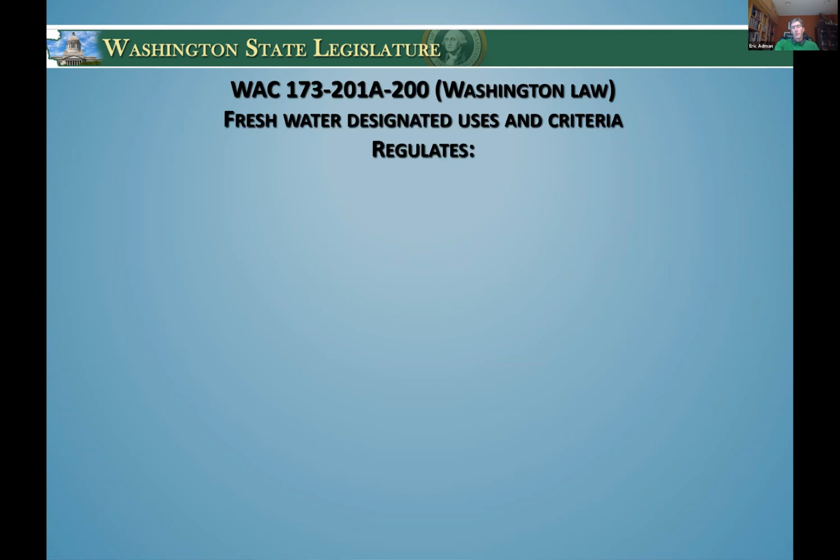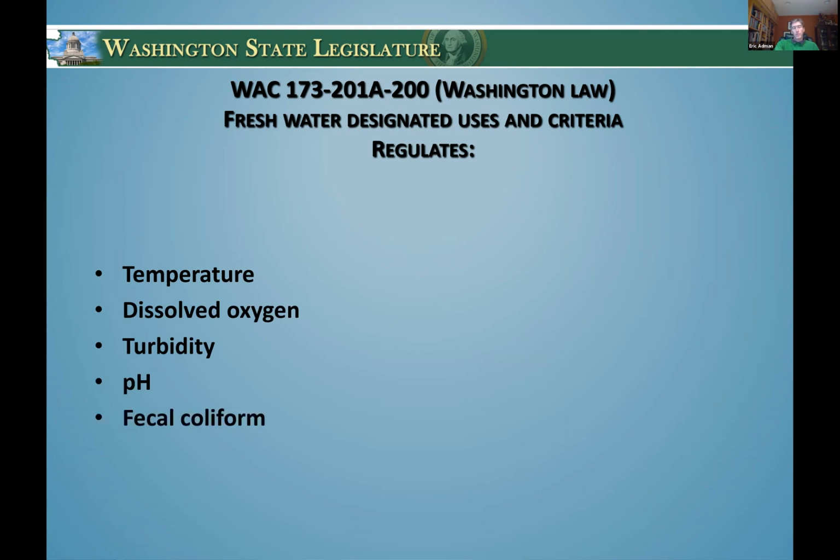At the state level, the Washington Administrative Code has a section on freshwater designated uses, and it regulates these criteria: temperature, dissolved oxygen, turbidity, pH, fecal coliform. Those all have levels, and if you find the water quality is not within that specified level, then that's considered water pollution.